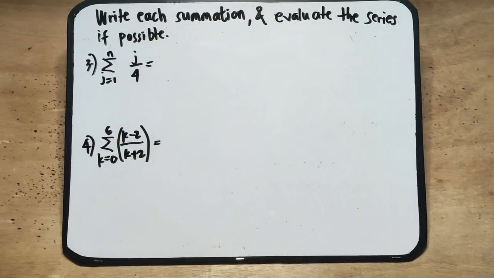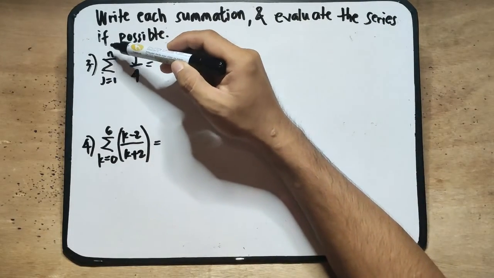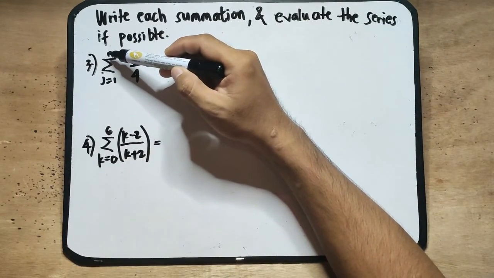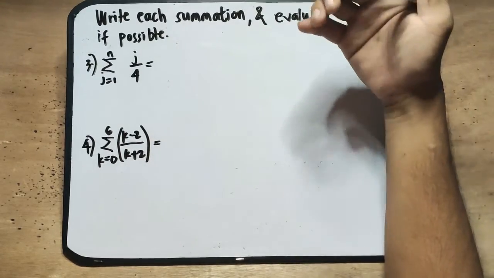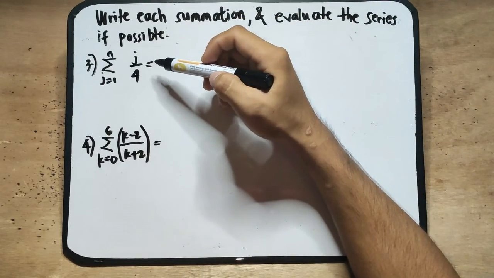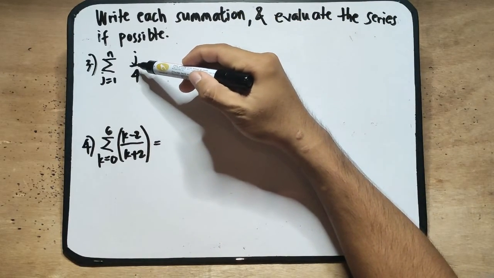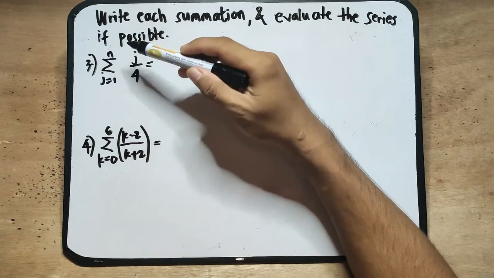For the third item, we have the summation of j all over 4 from 1 to n. Since walang specific value yung kanyang upper limit, hindi natin ma-evaluate or hindi tayo makapagbigay ng specific constant for its series. So, ma-expand na natin to. We have, substitute natin kay j yung mga numbers between 1 to n.